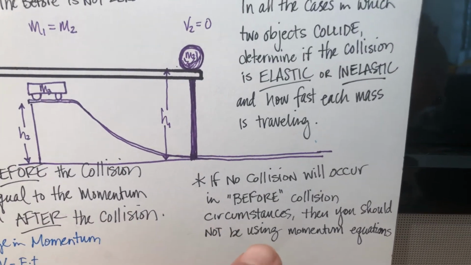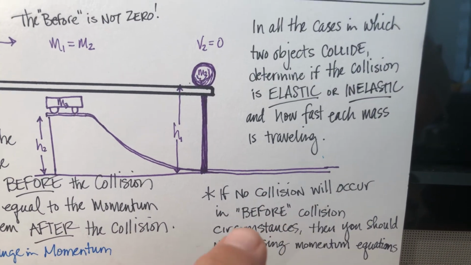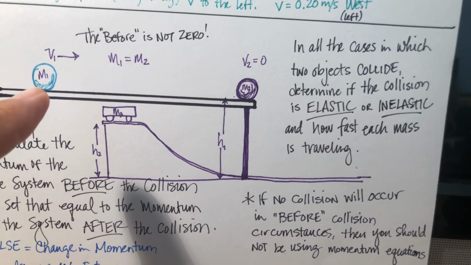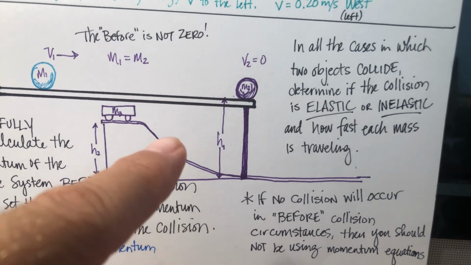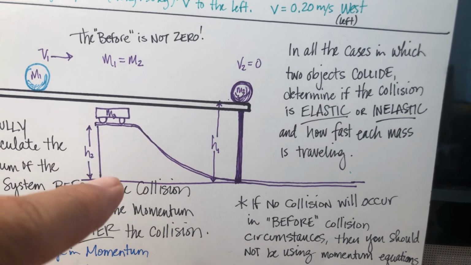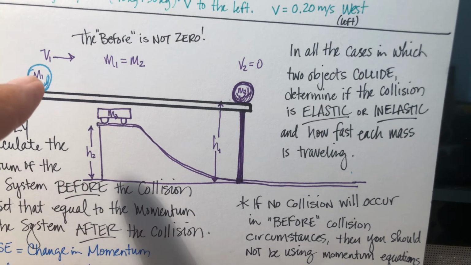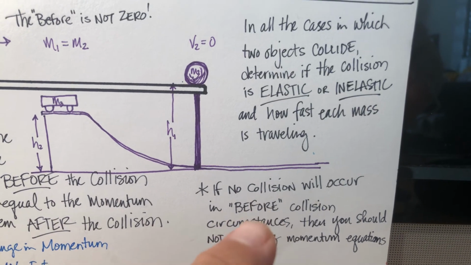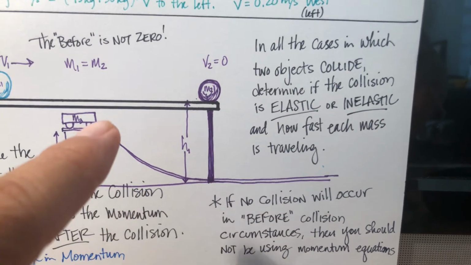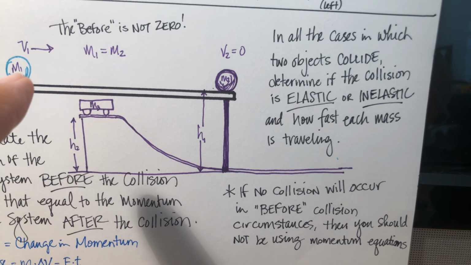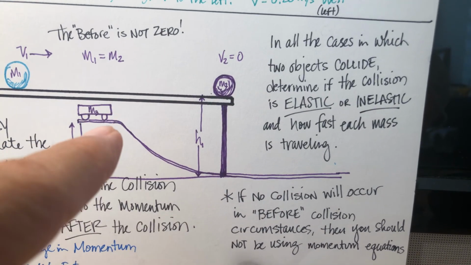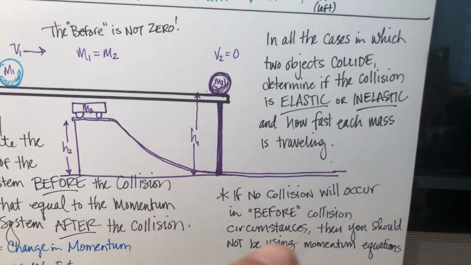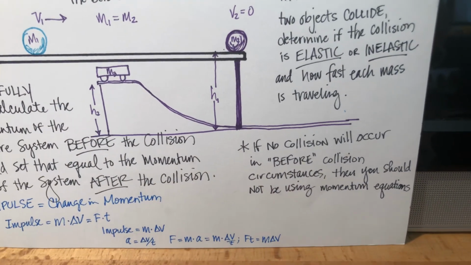Now this is important that you understand this. If there's no collision about to occur in your before collision circumstances, in other words, if you looked at this picture and said, well, that's not moving yet, and that's not moving yet, so this all must be zero, then this will not collide with that, so it's not a momentum problem. If this has zero and this has zero, they're not going to hit, they're not going to meet. Then that's not a momentum equation. We're probably just looking for a free body diagram.